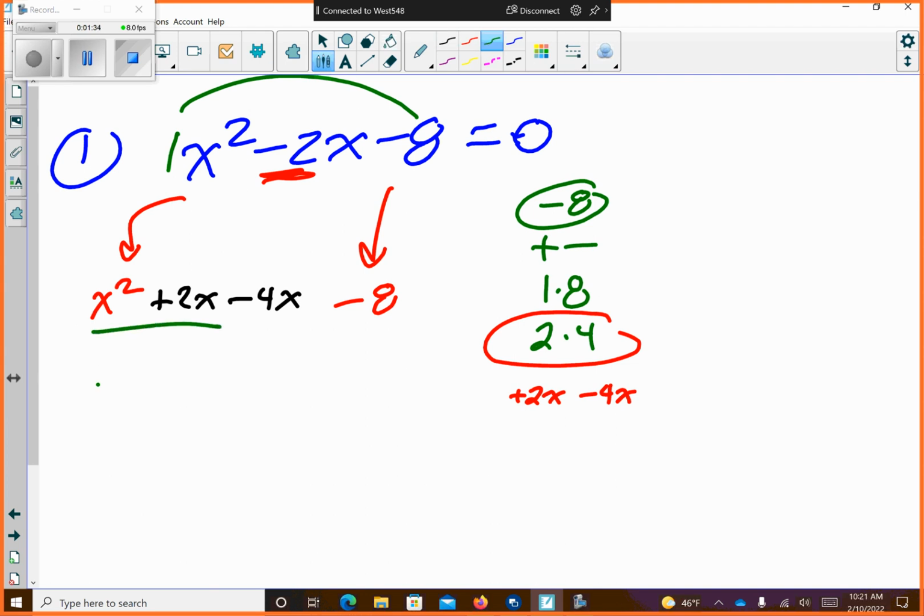Underline the first two terms. I have an x in common, so I have x plus 2. This middle sign comes down, and I can factor out a 4 from both of those, so that gives me x plus 2. Now, friends, let me stop there for a sec.